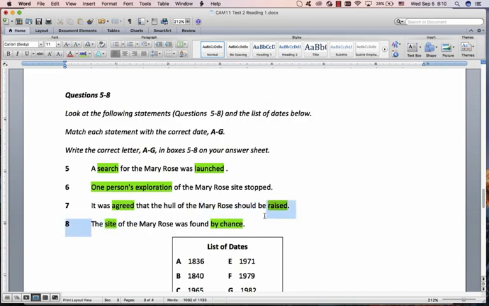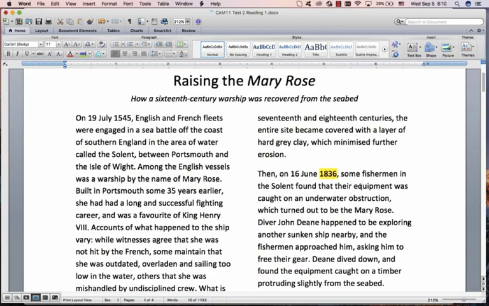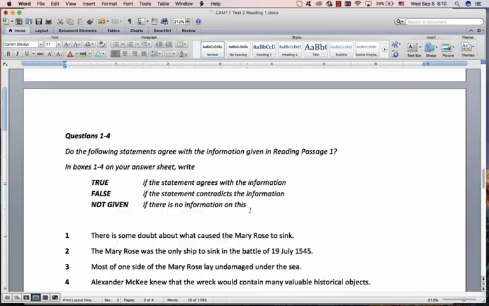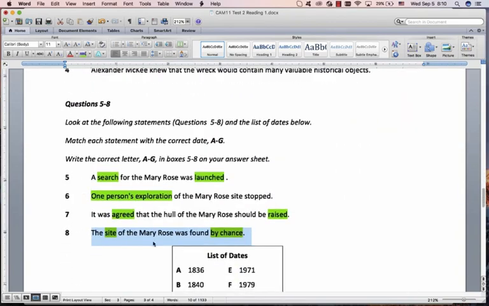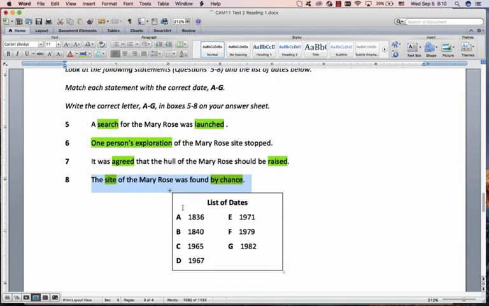So that looks pretty good. By chance was important there because they didn't intend to find it. They were doing something else. They were fishing, and then they found it by chance, sort of by luck. Sight is a good word to know for your vocabulary, so I feel pretty good about that one for 1836, but let's go through the rest.